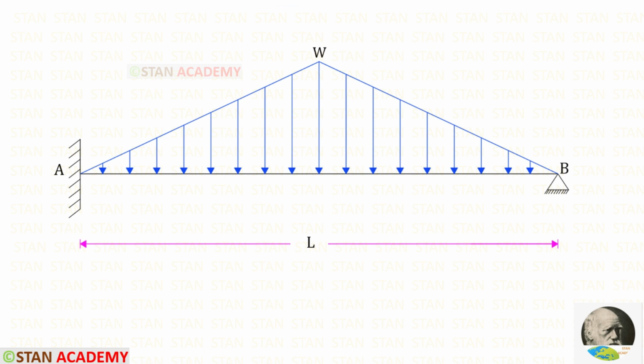Hello everyone. Today we are going to analyze this propped cantilever beam. In this beam, there is a uniformly varying load. It varies from 0 at point A to W at the center and again to 0 at point B. The span of the beam is given as L. To analyze this beam, we are going to use the consistent deformation method.